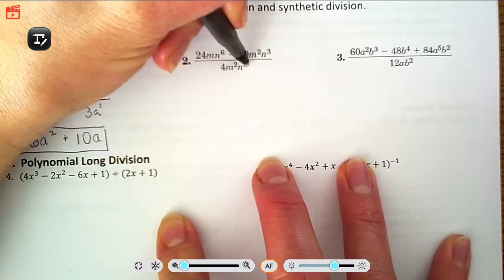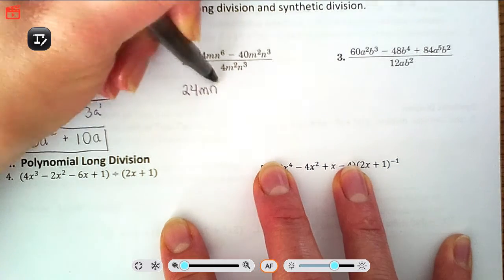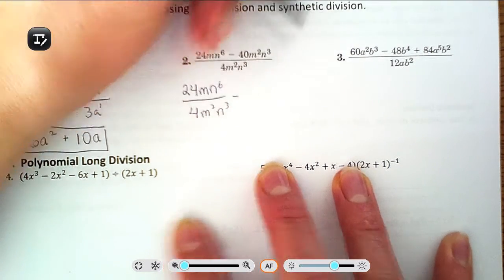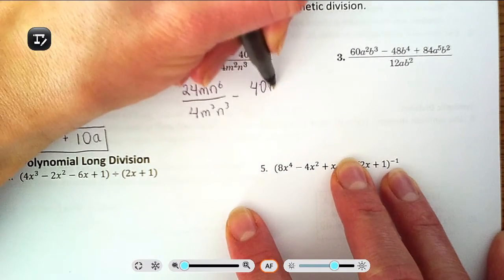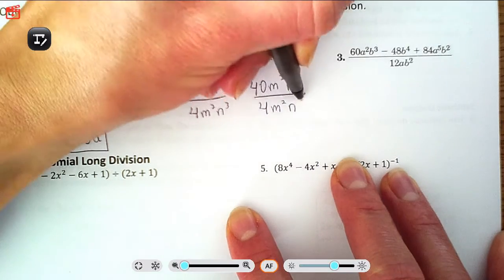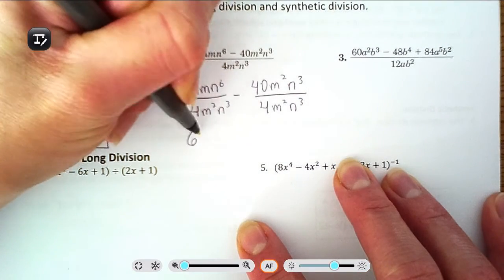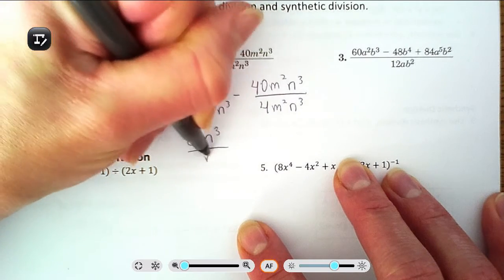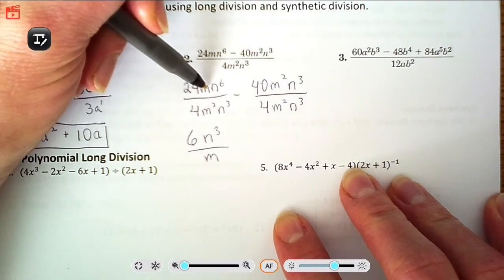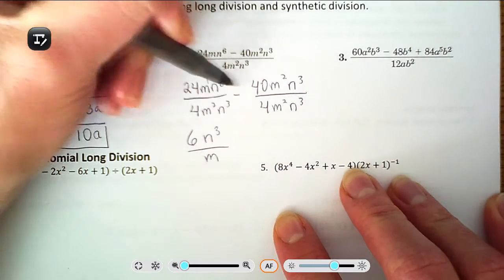Okay, so take this and break it up into two separate stacks. 24mn to the 6 divided by 4m squared n to the third, minus 40m squared n to the third, all over 4m squared n to the third. Okay, divide it separately. That is 6 n to the third over m, because 6 times 4 gets you 24. And over here, 1 minus 2 is negative 1, so it sinks, it goes under the vinculum in the denominator.